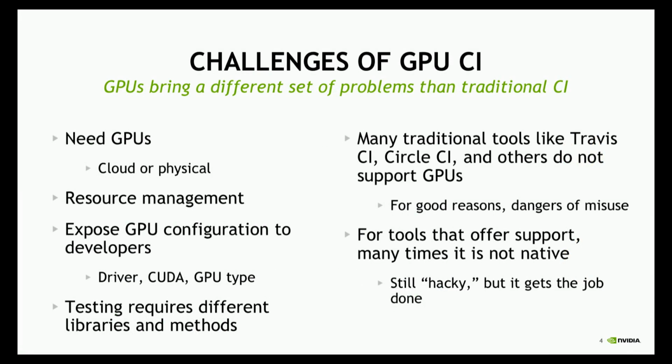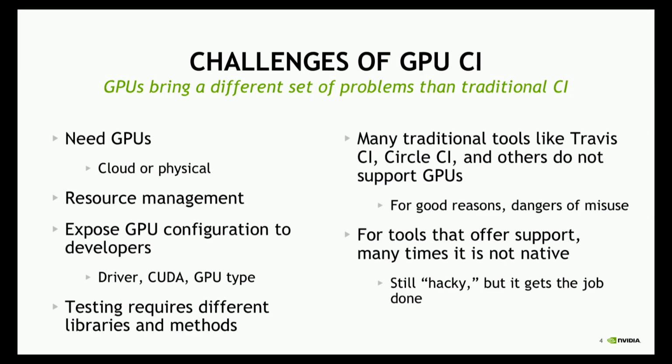So there are some challenges when we start thinking about GPU CI. Obviously, you need a GPU, so it's either in the cloud or physically there. Resource management can be a problem, where you want to make sure that somebody doesn't submit a job, take over the entire thing, and stall out everything else.